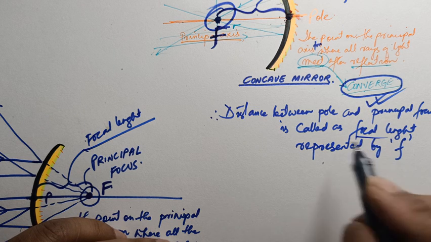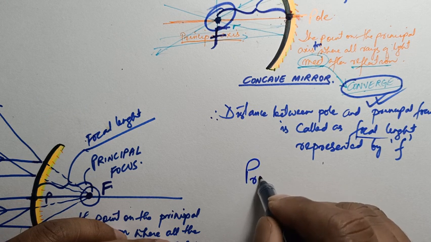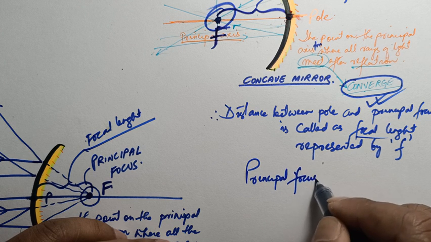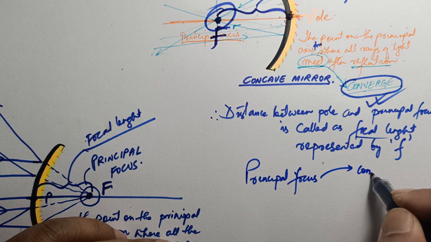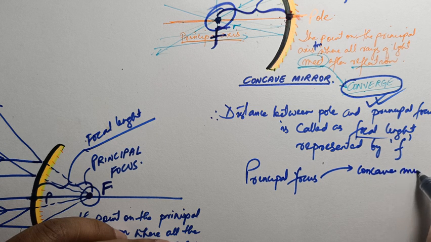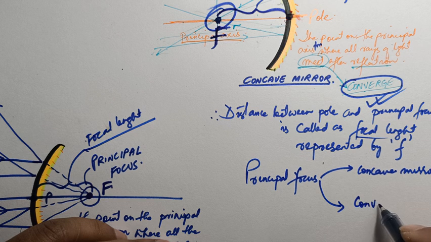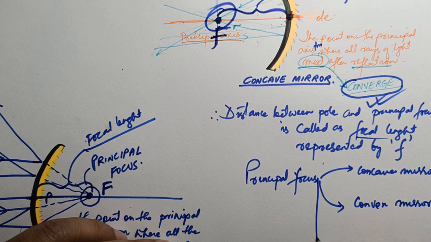So what have you learned here? We have learned about the principal focus in case of a concave mirror, and the principal focus in case of a convex mirror, and also what is focal length.